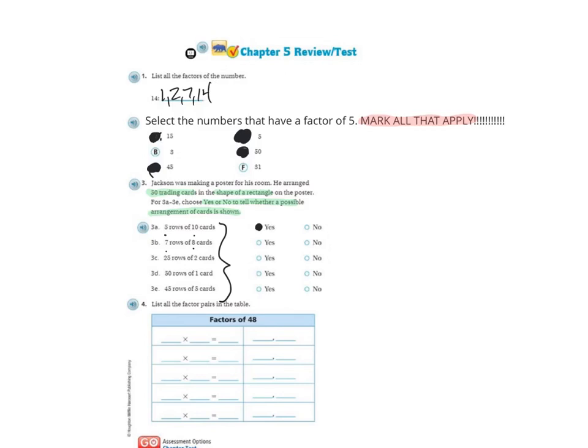All right, 7 times 8. What does 7 times 8 equal? It equals 56. I'm going to put the numbers here just to help me keep track. It's great that we know it's 56, but that is not 50. All right, 25 times 2.